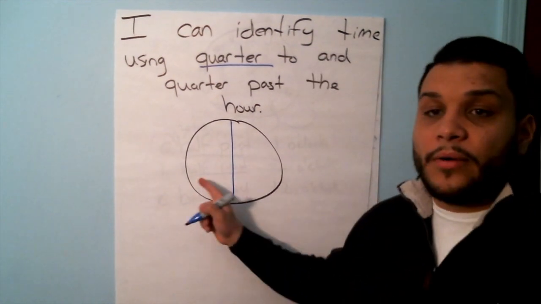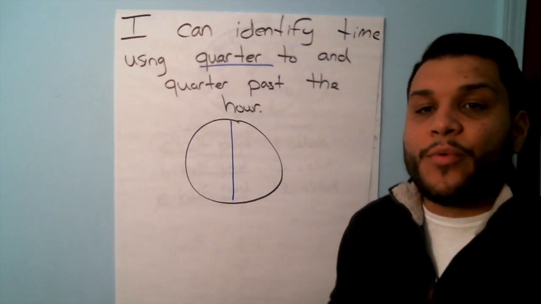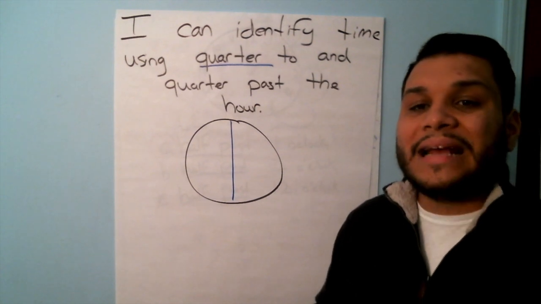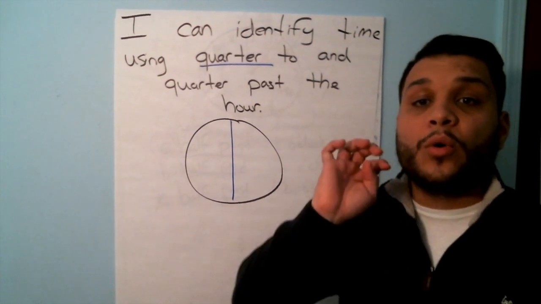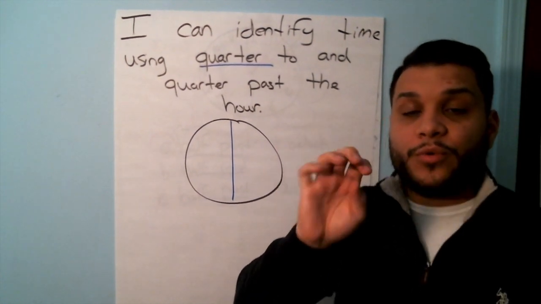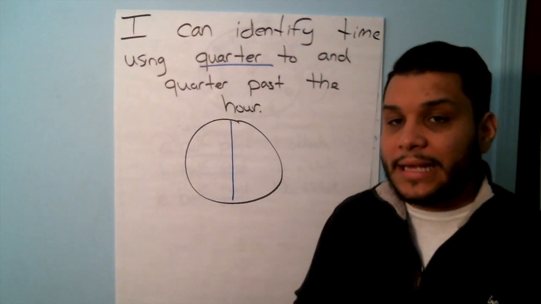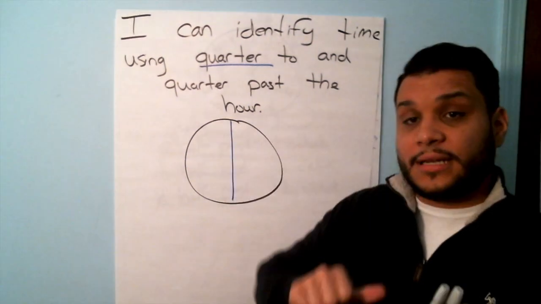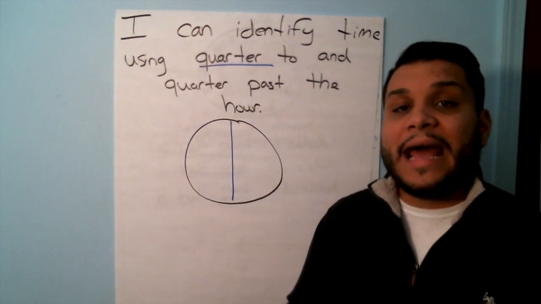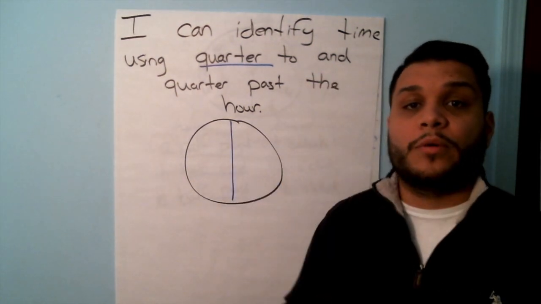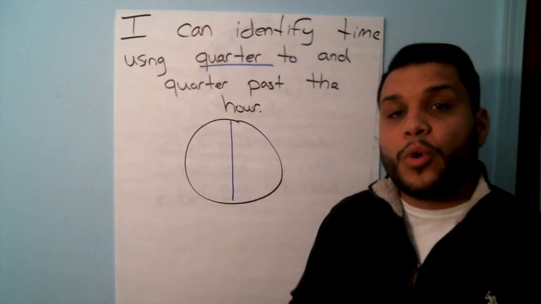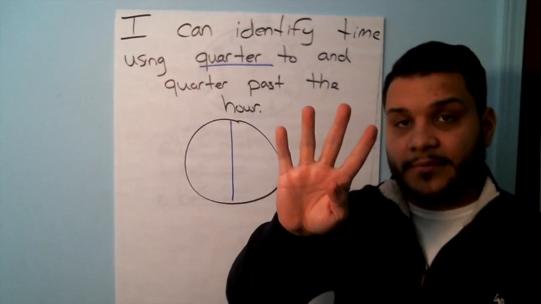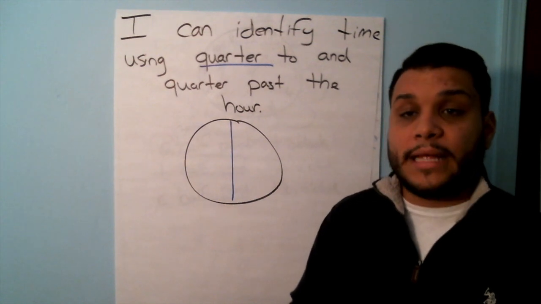Yesterday we learned about halves. Today I want to learn about quarters. And when I speak about quarters, I'm talking about 4 equal parts. How many equal parts? Yes, 4. So yesterday we learned about halves, and halves are 2 equal parts. Today we are learning about quarters, so we are talking about, you got it, 4 equal parts.